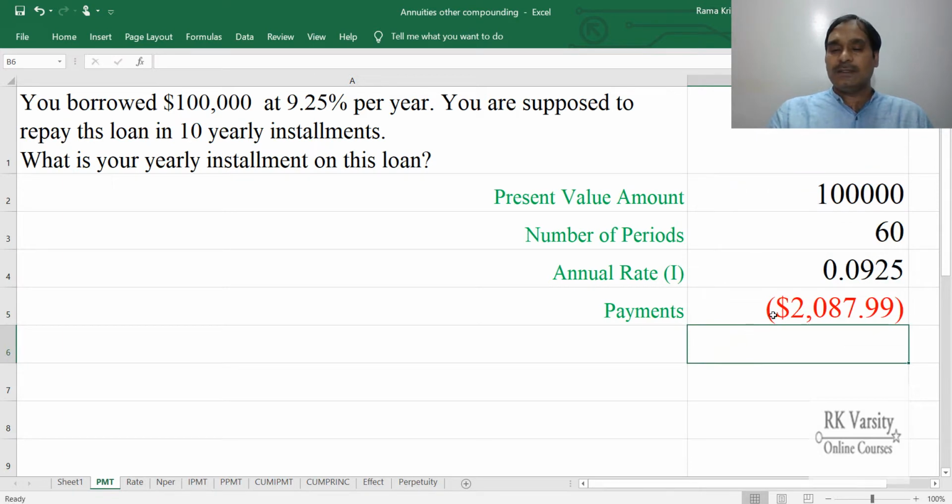So that means you have to pay $2,087.99 per month to repay this loan in 5 years in monthly payments. So this is how you can calculate the payment or installment amount using the Excel payment function.